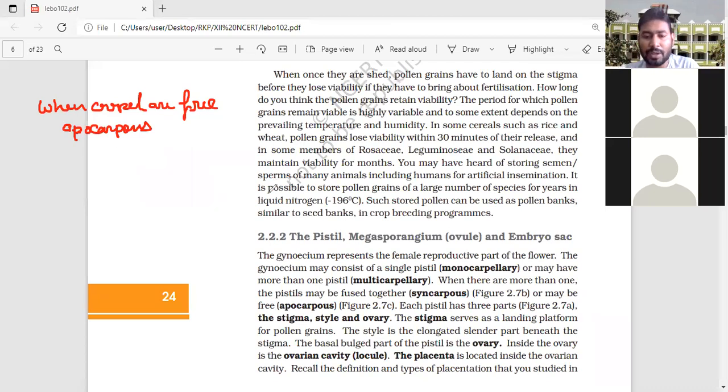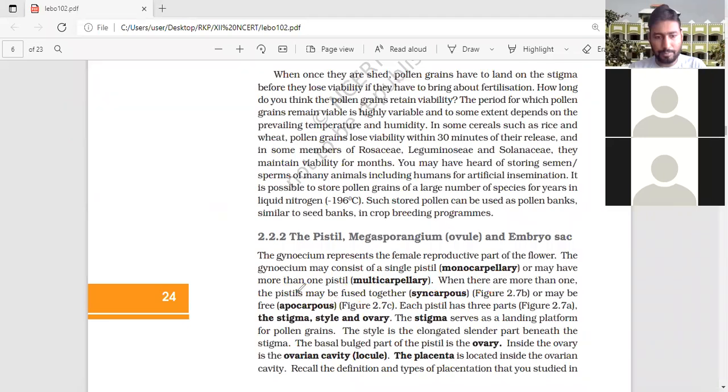So the gynoecium may consist of a single pistil, that is monocarpellary, or more than one pistil, that is multicarpellary. When there is more than one pistil and they are fused together, this condition is called syncarpous. Syncarpous means the carpels get united with each other. Fused means united with each other.